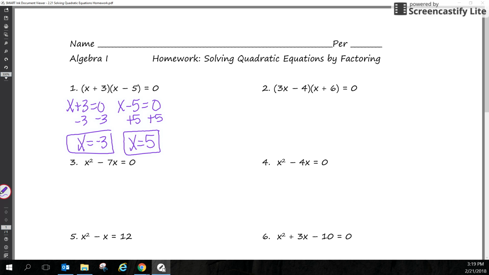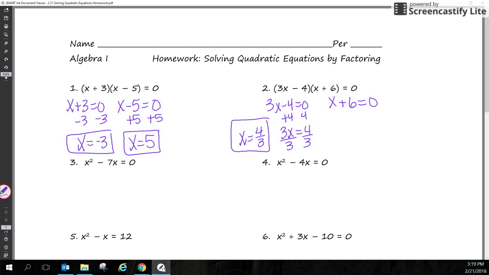For number 2, again, it's already set equal to 0, it's already factored. We're going to take each factor and set it equal to 0. Make this look a little bit more like an x. So for 3x minus 4 equals 0, first step, I'm going to add 4 to both sides. I get 3x is equal to 4. Then I've got to get rid of that 3. We're going to divide it off. And I get x is equal to 4/3.